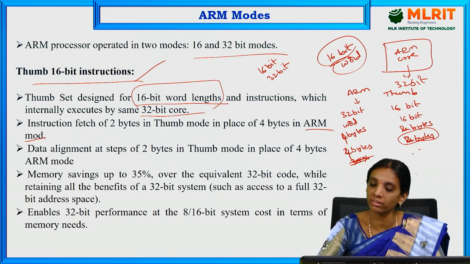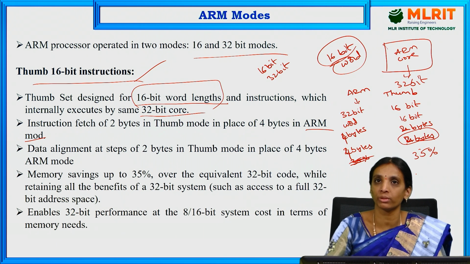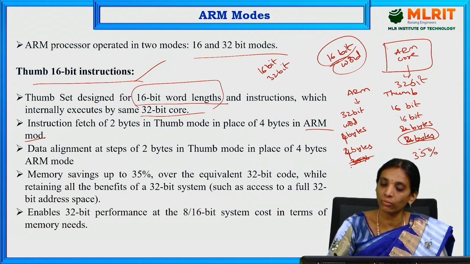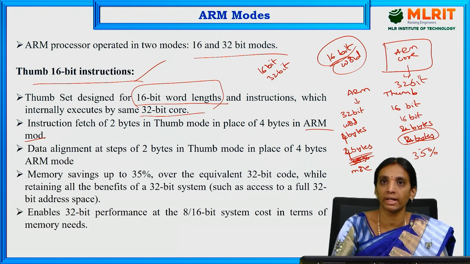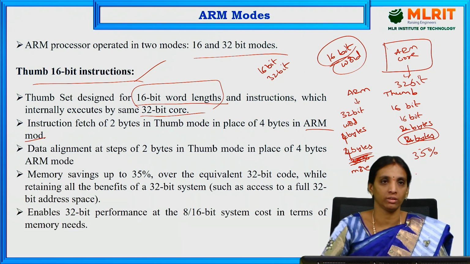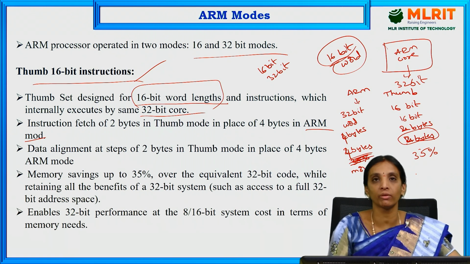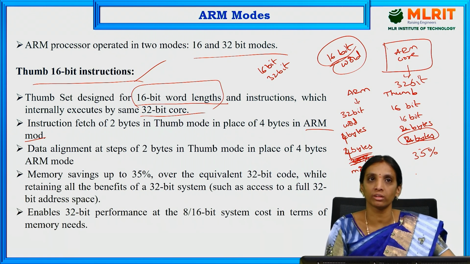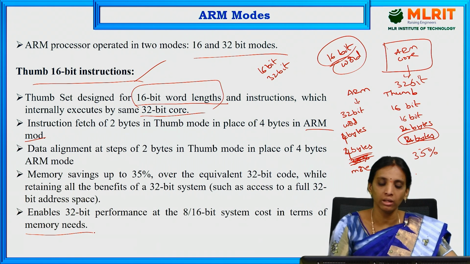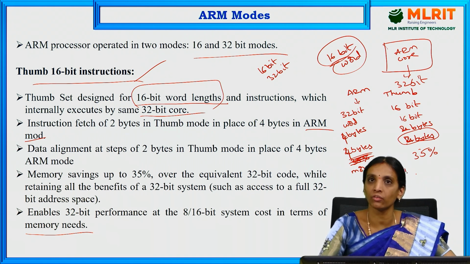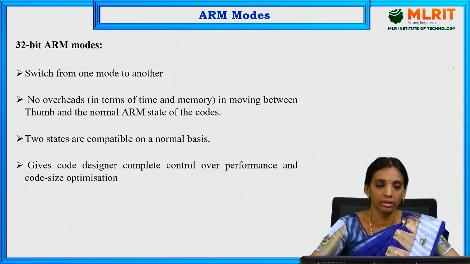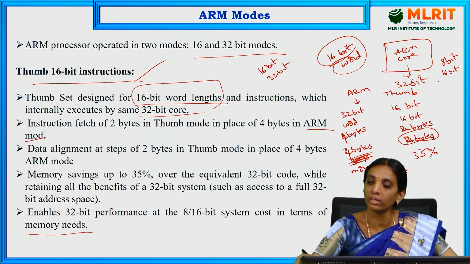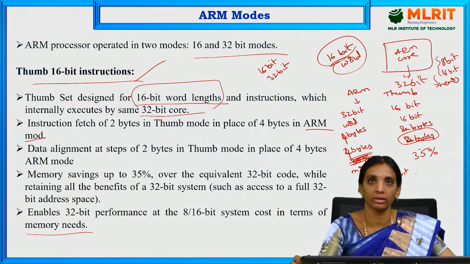Now in the thumb instruction, we have utilized only 35% of memory. But in the ARM processor, more memory will be utilized by the processor because 4 bytes of data will be used in the ARM instruction set. And it enables 32-bit performance at 8-bit or 16-bit system in terms of memory need. If memory is needed, we can go for 8-bit data transfer instructions, or 8-bit and 16-bit data also. So if memory is needed, by these instructions also it can be supported.